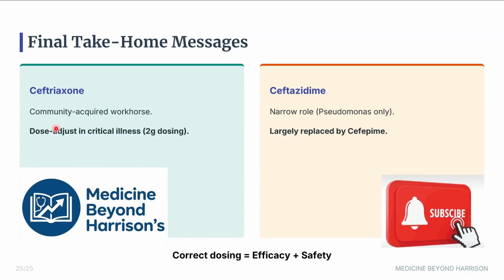Final take home message: ceftriaxone is a community acquired workhorse. The dose is adjusted in critical illnesses. Usual dose is 2 gram IV once daily. In appropriate scenarios that we have discussed previously, you can go for 2 gram IV 12 hourly. Ceftazidime nowadays has a very narrow role, only for Pseudomonas coverage, and it's largely replaced by cefepime. Correct dosing equals efficacy plus safety. So always give ceftriaxone 2 gram IV, 24-hour dosing. That's the final take home message.